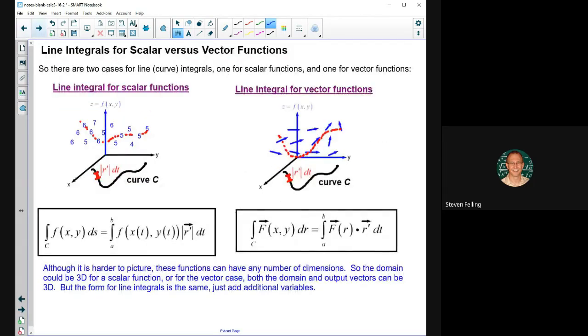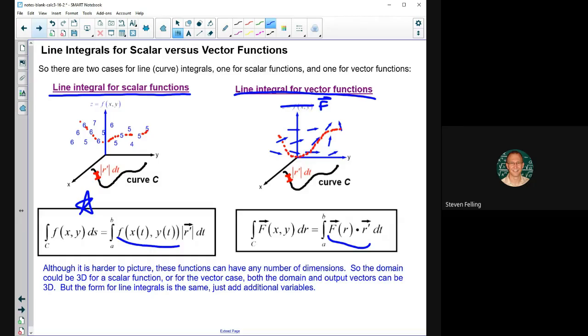We have a line integral for scalar functions, and in that case we use this structure where the integrand is a scalar multivariable function. And we have a line integral for vector functions. This is just a vector function, where the integrand is the dot product between the vector function and the tangent vector direction.